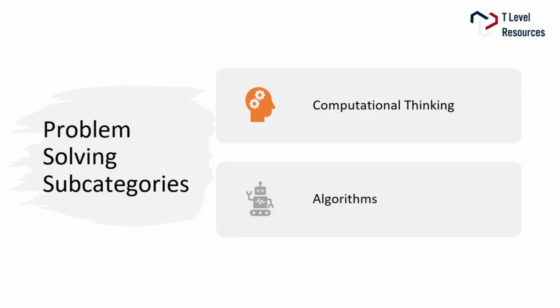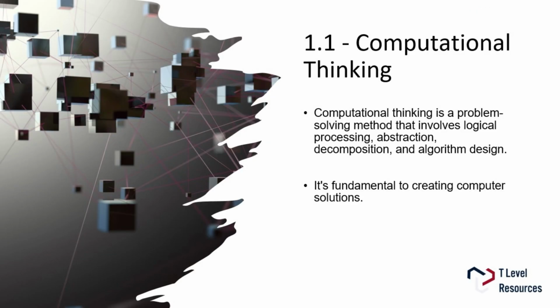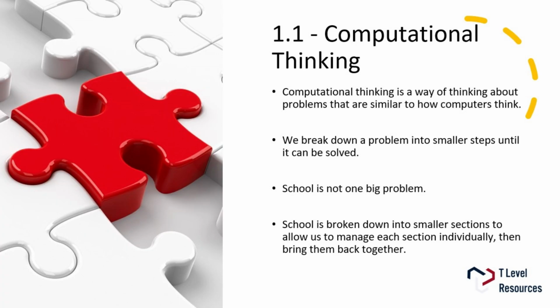Problem solving subcategories: computational thinking and algorithms. 1.1 Computational thinking. Computational thinking is a problem-solving method that involves logical processing, abstraction, decomposition, and algorithm design. It's fundamental to creating computer solutions. Computational thinking is a way of thinking about problems that is similar to how computers think. We break down a problem into smaller steps until it can be solved.